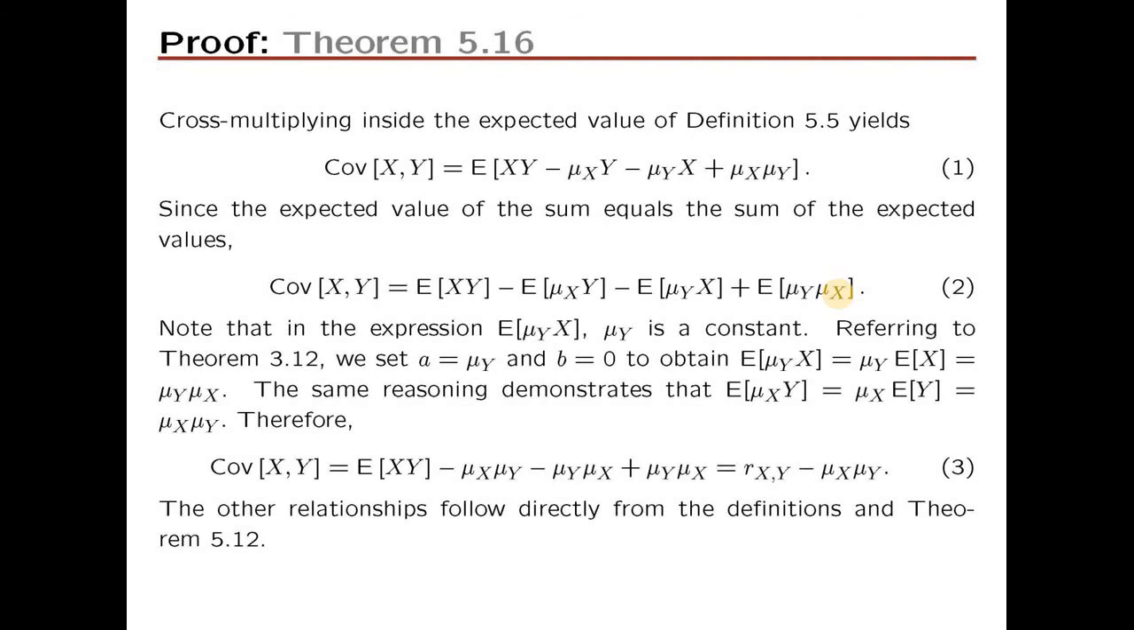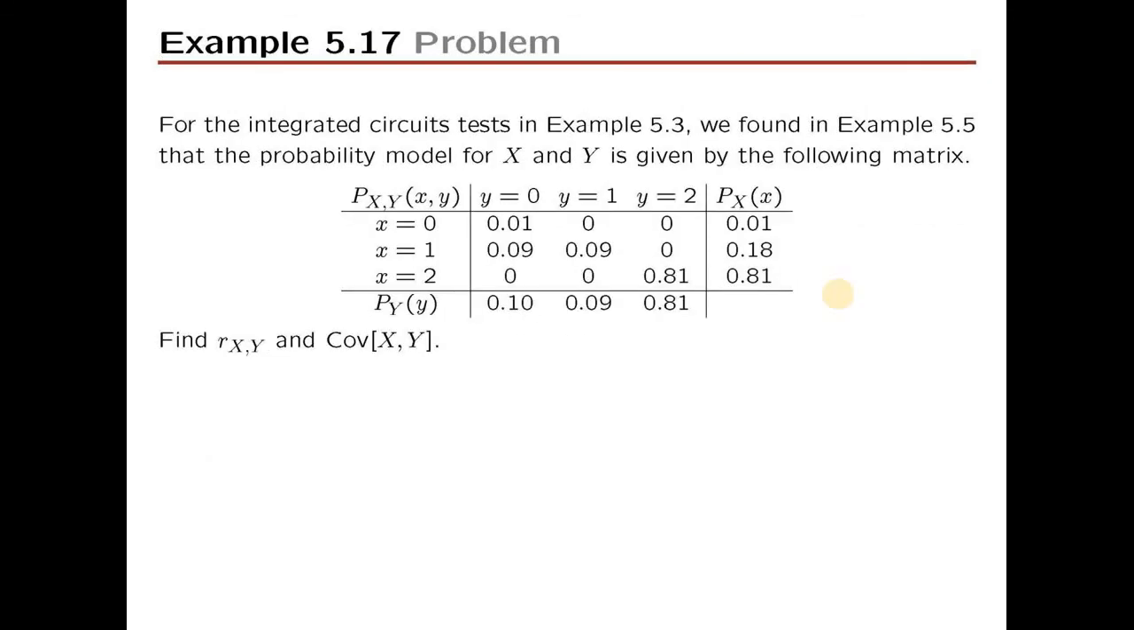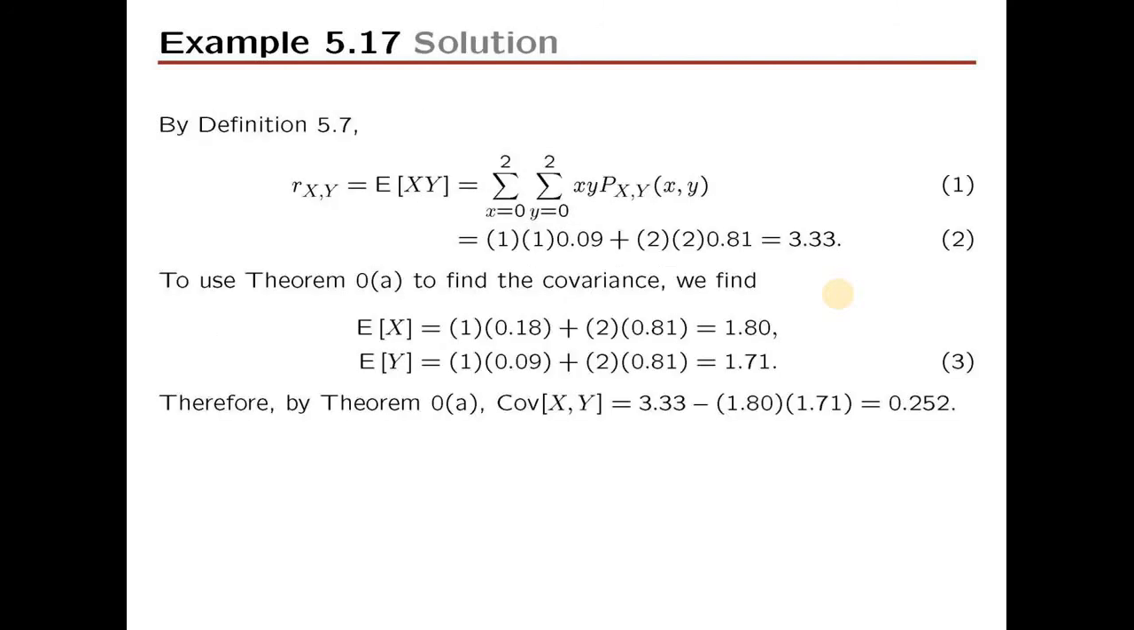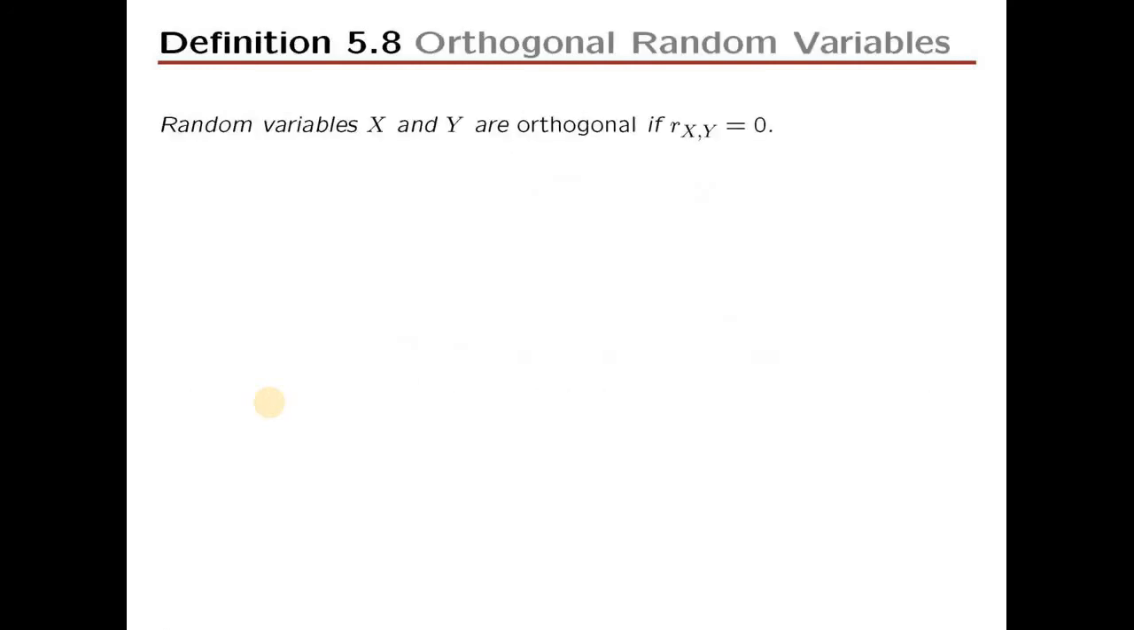Now this is the proof of that. This is an example that you can do to calculate the correlation and covariance. For correlation we have to find the expected value of xy. For covariance we have to apply the formula and we can easily calculate it. I leave this to you to calculate, applying the formula.